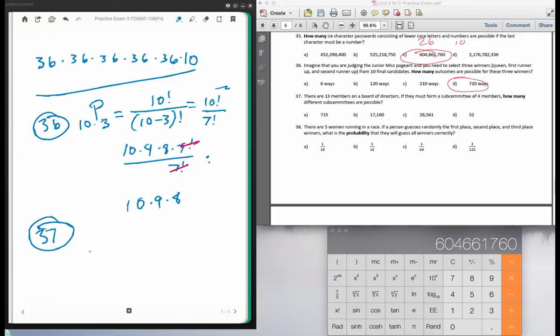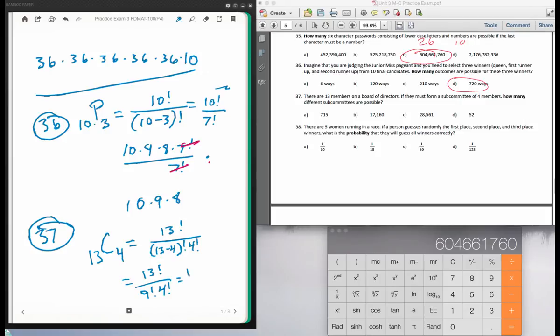So there are 13 members, so our n is 13. We're looking for a combination of 4 members. So let's go ahead and do this calculation. That means we have 13 factorial divided by 13 minus 4 factorial times 4 factorial. Or 13 factorial divided by 9 factorial, 4 factorial.